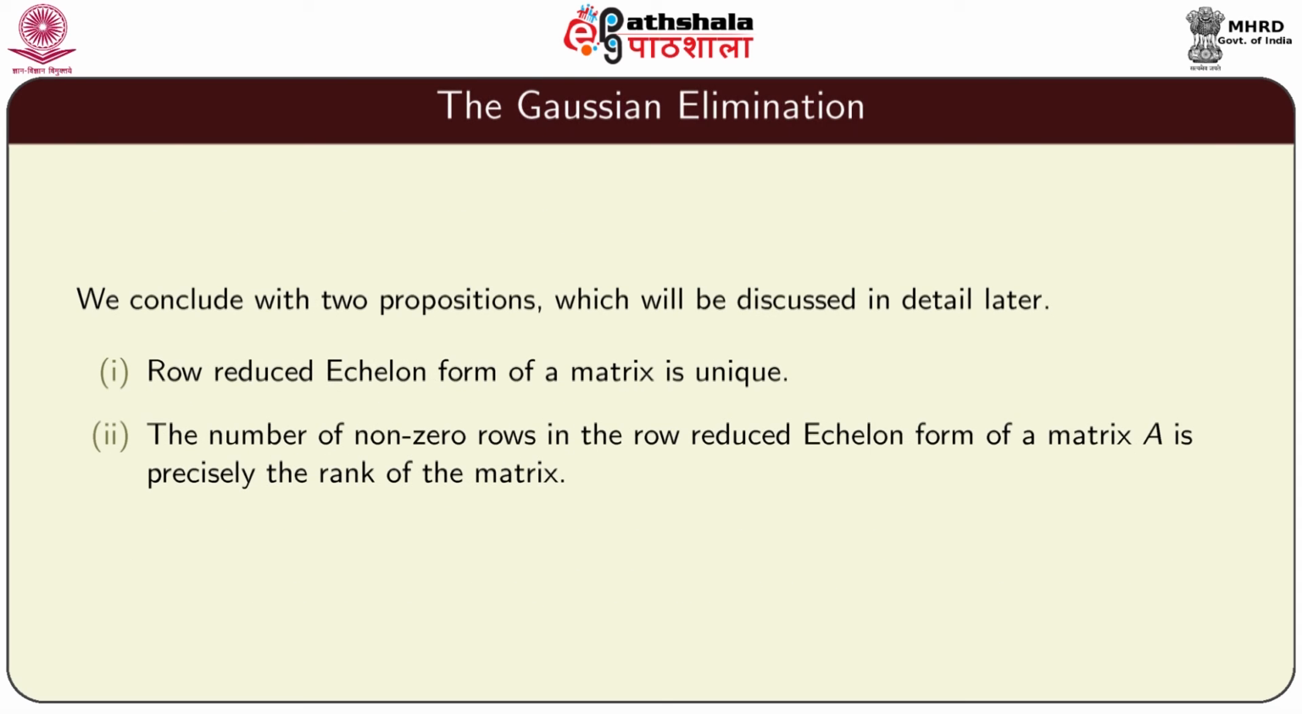We now raise two very important questions which we propose, and this will be discussed in detail later. The question is whether the row reduced echelon form of a matrix is unique or not. Well, the Gaussian elimination indeed suggests so, but still we have to prove this fact. And the second one is that, if we assume that the row reduced echelon form is indeed unique, then the number of non-zero rows in the row reduced echelon form, is that somewhat special? Well, that will be precisely the rank of the matrix. So, these are two things that we will prove after we introduce some concepts.